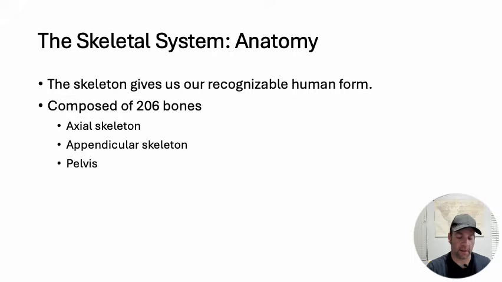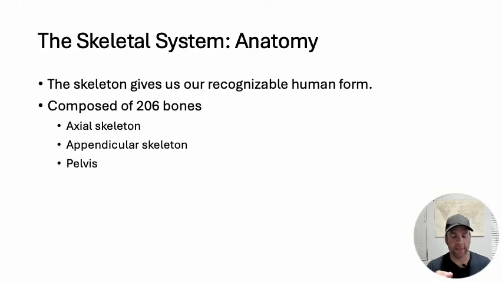So there are 206 bones in the adult body, and they're categorized into two main regions, all right? We have the axial skeleton and the appendicular skeleton. The axial skeleton is the central structure. It includes the skull, the spine, and the sternum, and it's really responsible for protecting the central nervous system and all the vital organs in the thoracic cage.